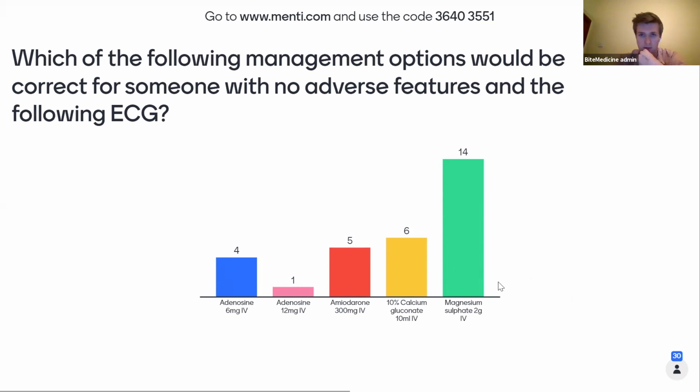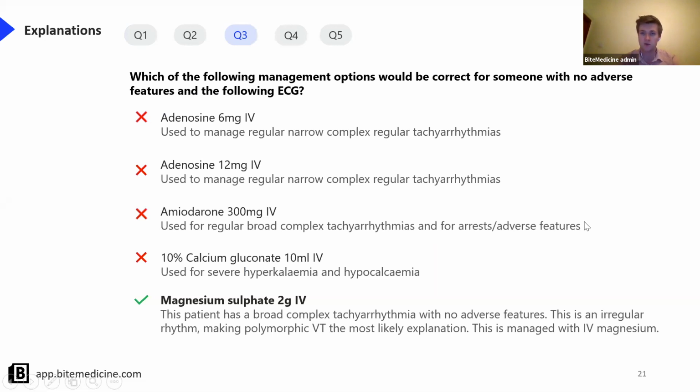So this Menti seems to have frozen, unfortunately. So we'll go back to our main PowerPoint. We'll reveal the answer on there. So the answer is magnesium sulfate, absolutely. So this patient had a broad complex tachyarrhythmia with no adverse features, but this time it was irregular and polymorphic. So it was likely a polymorphic ventricular tachycardia, and therefore it needs to be managed with IV magnesium.